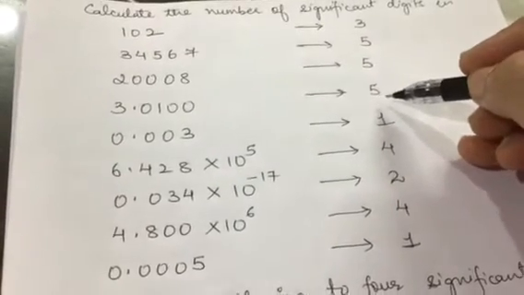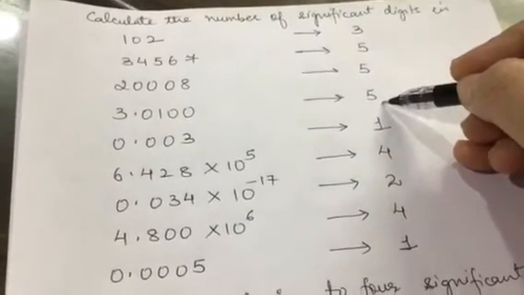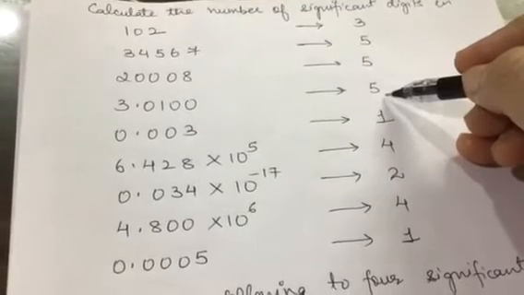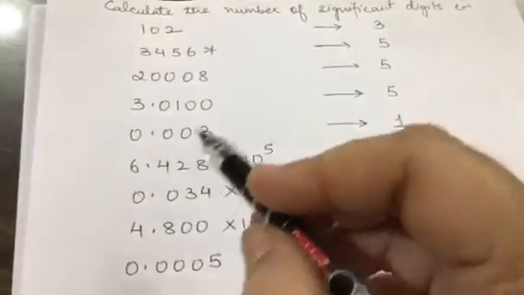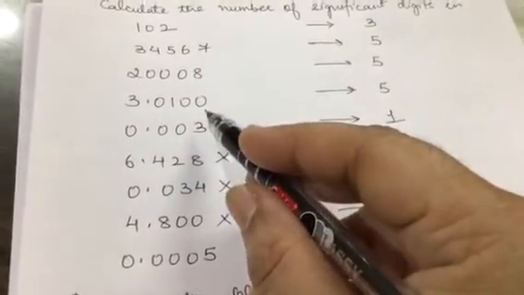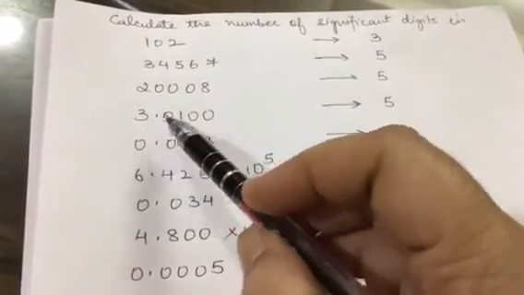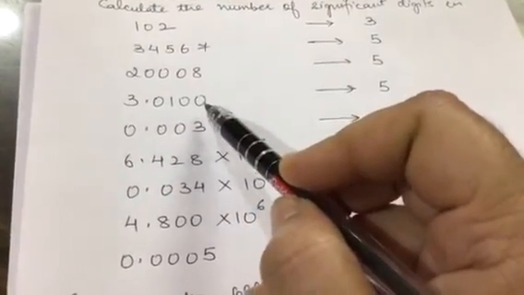In 3.0100, we have a decimal. So the 0 in between 3 and 1 and the 2 zeros on the extreme end all have to be counted. So the total number becomes 1, 2, 3, 4 and 5.